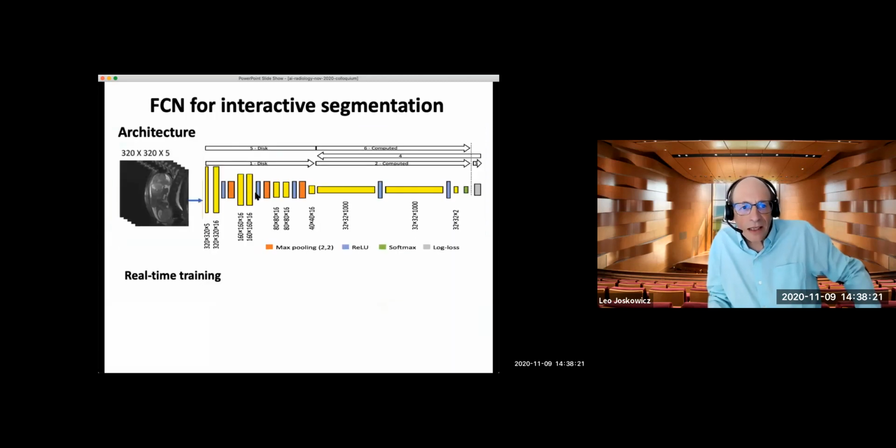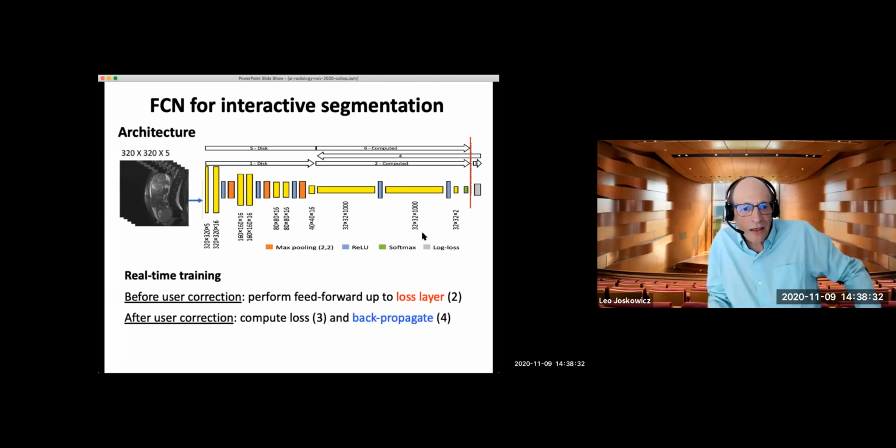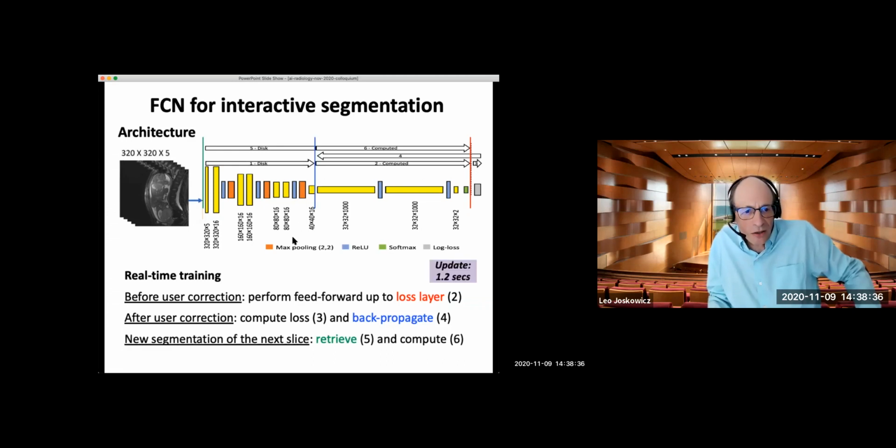Okay, so this is the architecture. This network has to run in near real time to allow the corrections. So you have a first phase in which you have a feed forward up to the loss layer. And then after the user corrections, you do a back propagation. Okay, then you're going to segment the next slice and compute the corrected slice. Okay, and this happens in about 1.2 seconds.